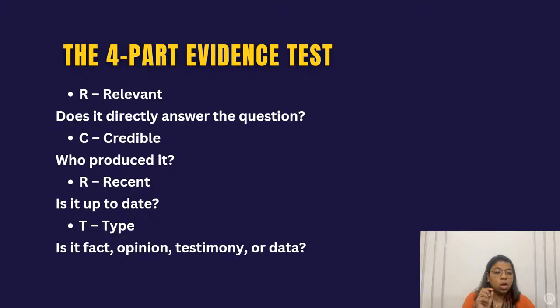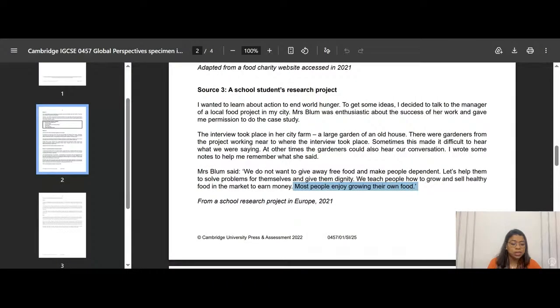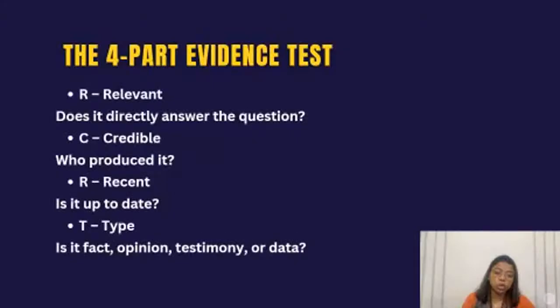Now, here in this scenario, we have "most people enjoy growing their own food." In this case, if we apply this four-part evidence test, consider research method and evidence that could be used. Although that is the bigger part of the question, we are going to just focus on identifying whether it's the right evidence for the main question that we are looking for. Is it credible?